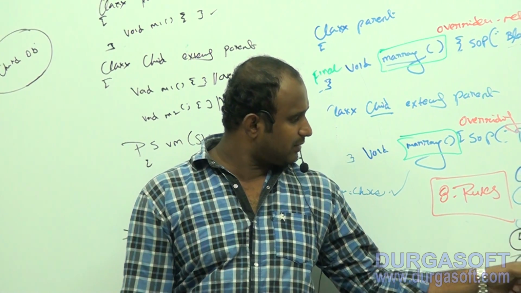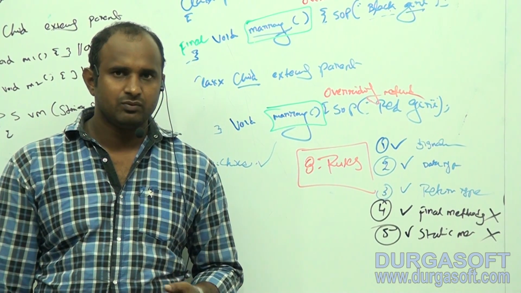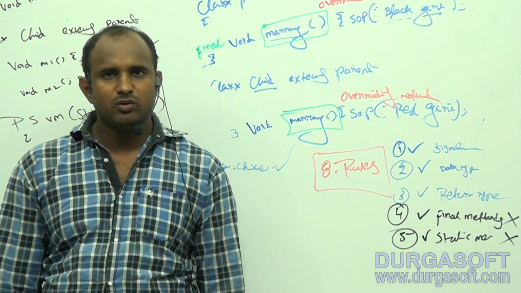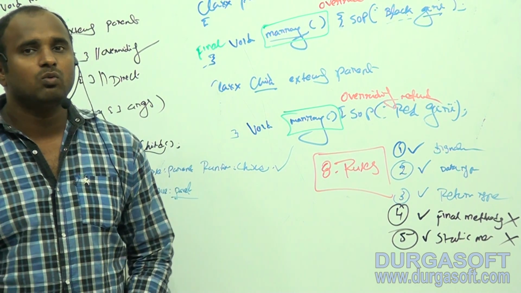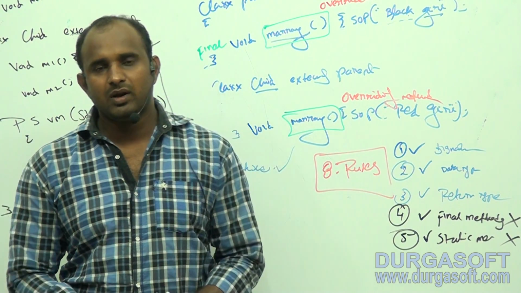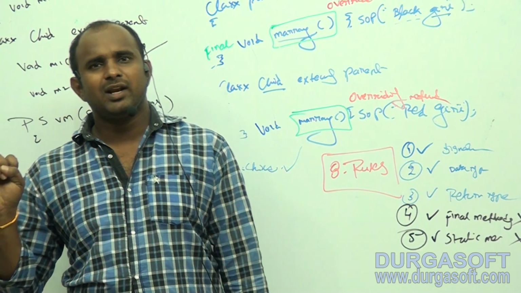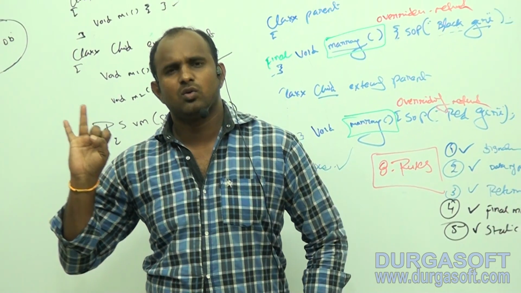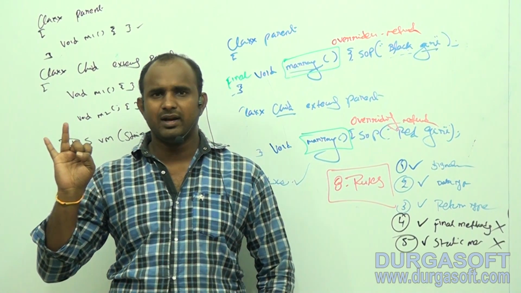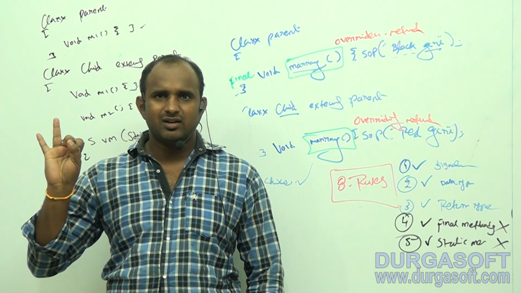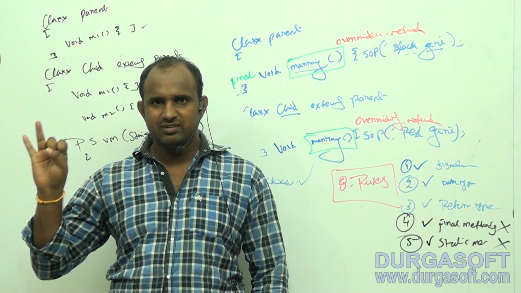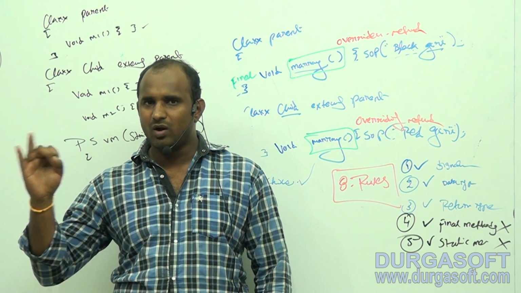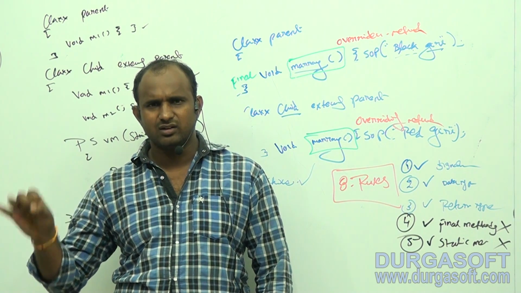So clear? This is the rule number how much here? Rule 5. Total how many rules are completed here? 5 rules. Tell me what is rule number 1? While overriding, the overridden method signature and overriding method signature must be same. Rule number 2, while overriding, the overridden method return type and overriding method return type must be same at primitive level. Void, int, float like that.